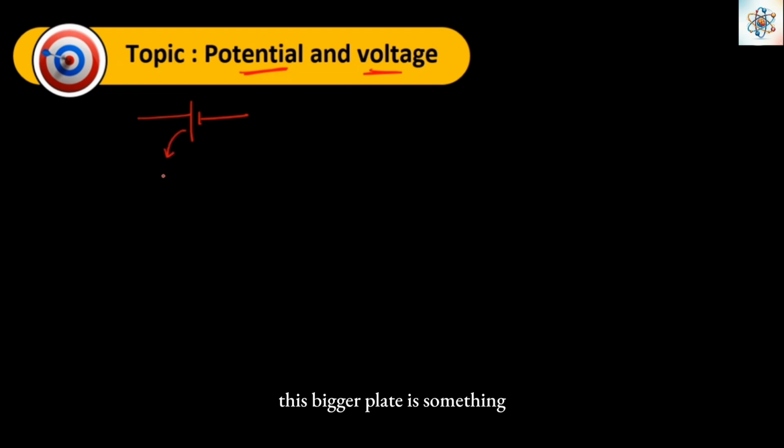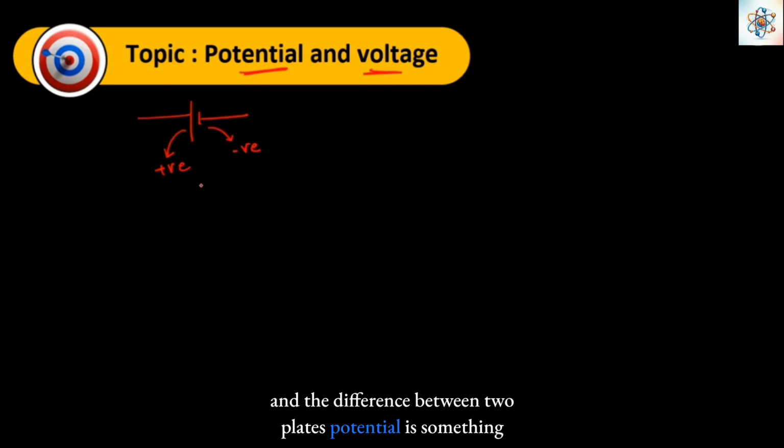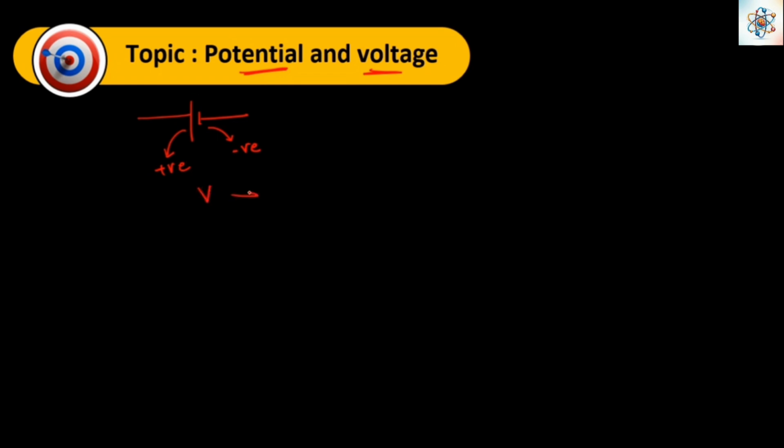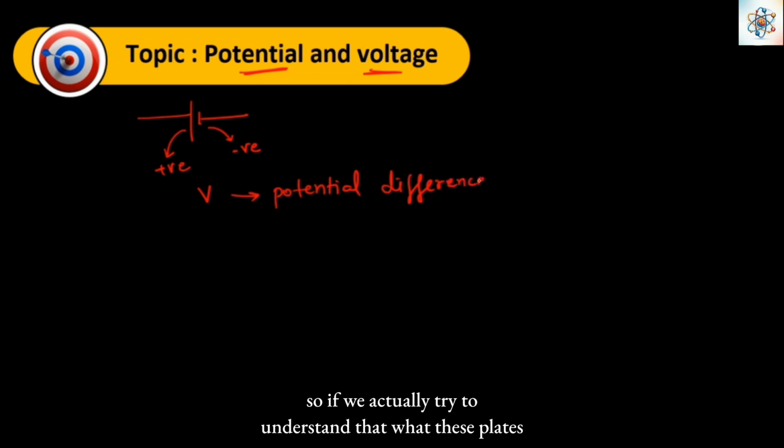This bigger plate carries positive charge, and the smaller plate is used to represent negative charge. The difference in potential between these two plates is called the potential difference. If we try to understand what these plates are, we will automatically understand how charge flows.